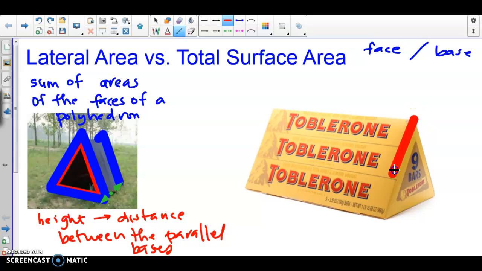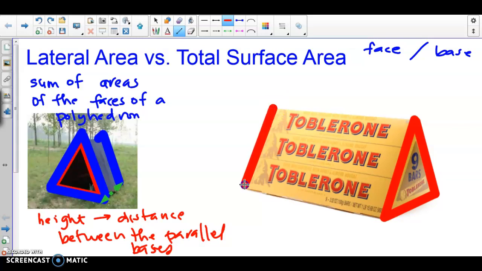Okay, so this is one of the bases of this chocolate, right? And the other base is at the back, right? There's another one over there that we can't see, but they're parallel to each other. So the distance that we're talking about here is this one. That distance represents the height of your polyhedron. Now, what type of polyhedron are we looking at here? It's a triangular prism, right? Because the base is a triangle, it has two parallel bases, so it's a triangular prism.